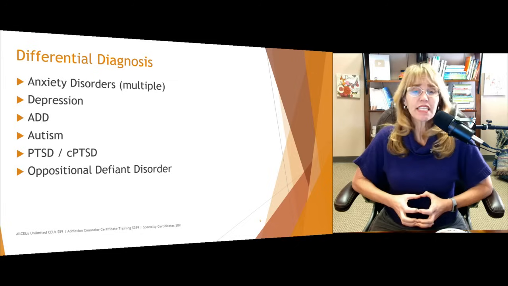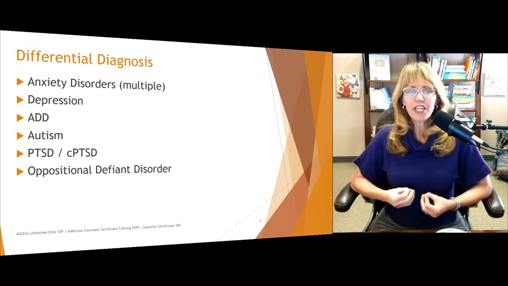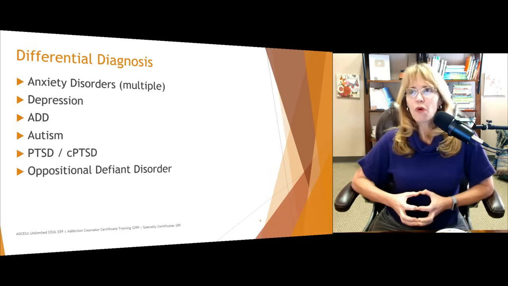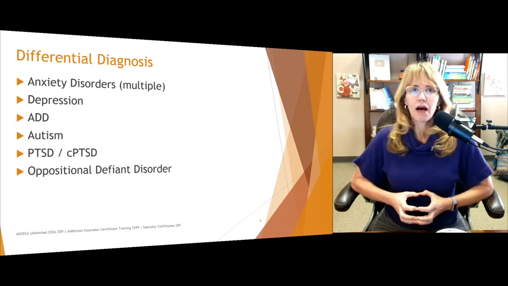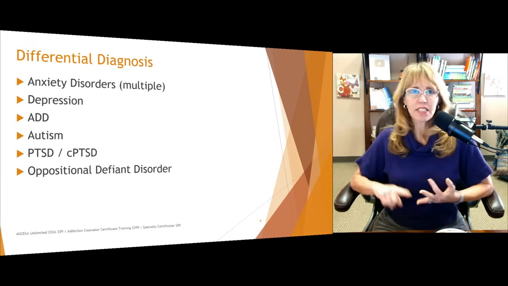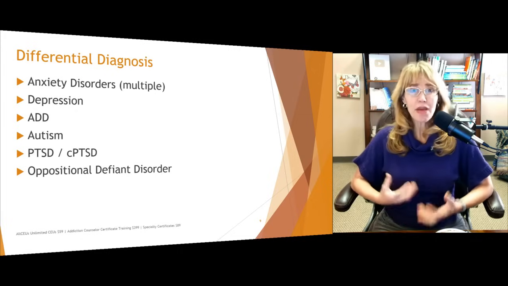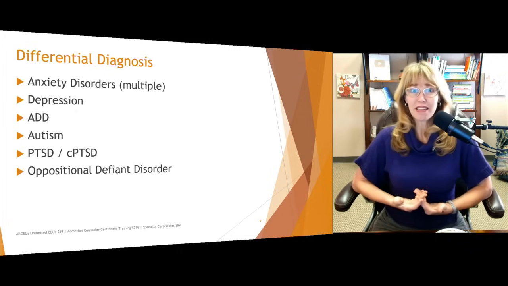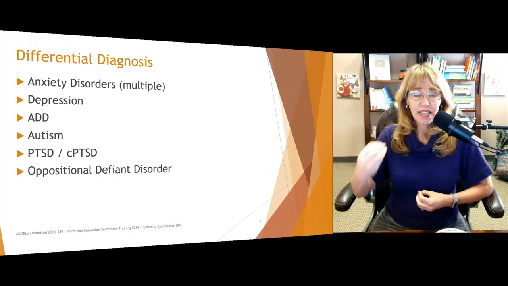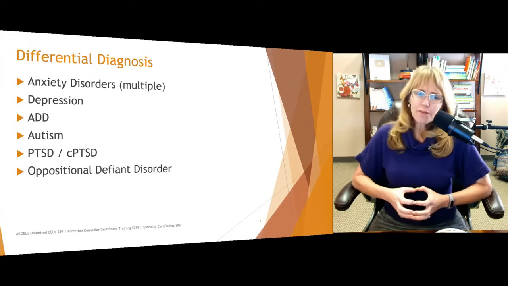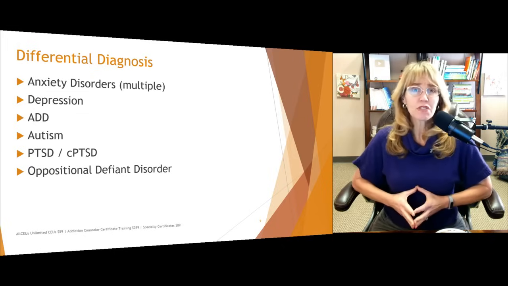PTSD, and more specifically CPTSD, often in children, is when the child experiences a very threatening situation in which they perceive there is no hope of escape. And when we see children that are in households where there's uncontrolled mental illness, where there's uncontrolled addiction, where there is insecure attachment, then they may start feeling very hopeless and helpless and scared and alone. And that can contribute to the development of CPTSD. And sometimes it will come out as oppositional defiant disorder.